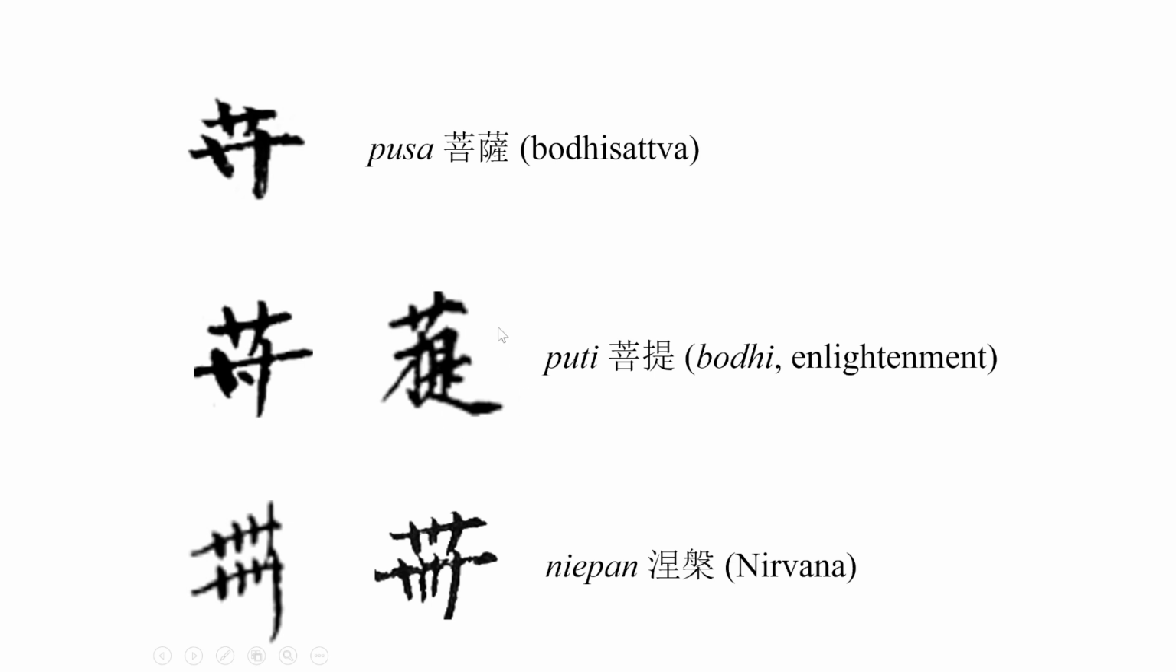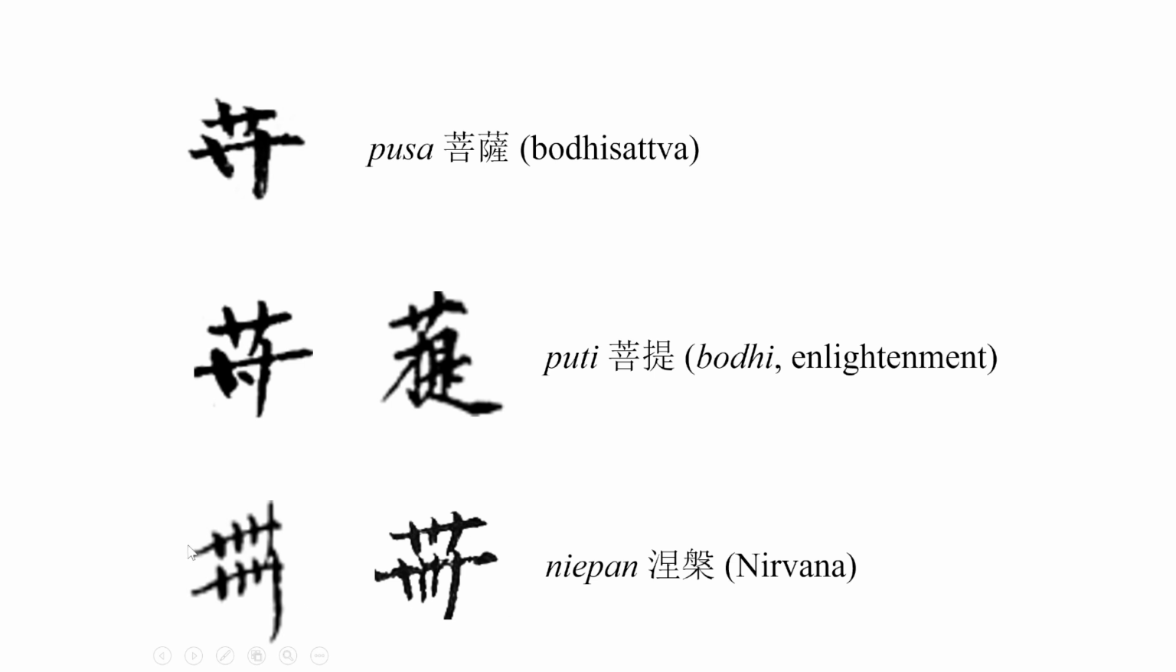And occasionally you also see this other version of writing this word, and this is this way. So again, this is an abbreviation. It's basically the character T with a grass radical on the top, which is the abbreviation of the first character here, Puti. And then the third word that's written quite commonly like this is the word Nieppan for nirvana.